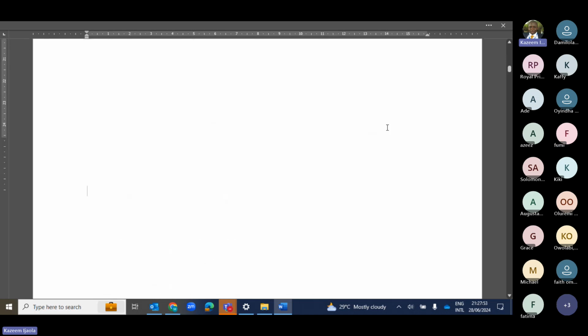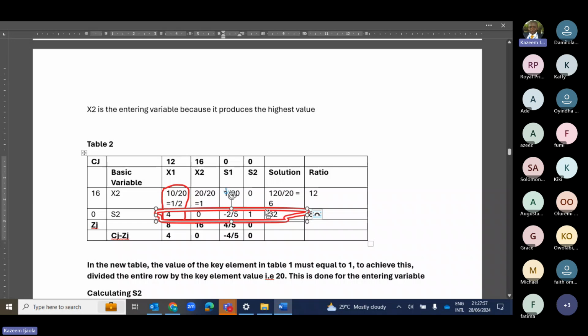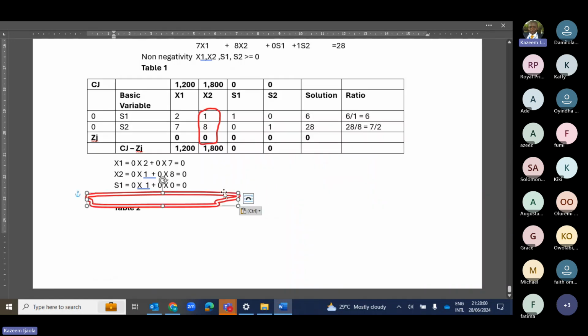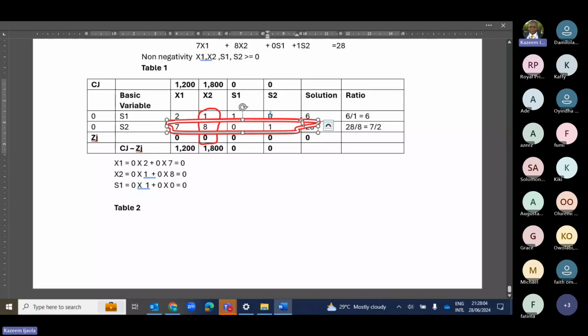Let me copy this. Where you have the key row, you will also highlight the entire row with your pen. Okay, you highlight it like that. So now this is your key row, the one with the smallest value. Yes, your key row.